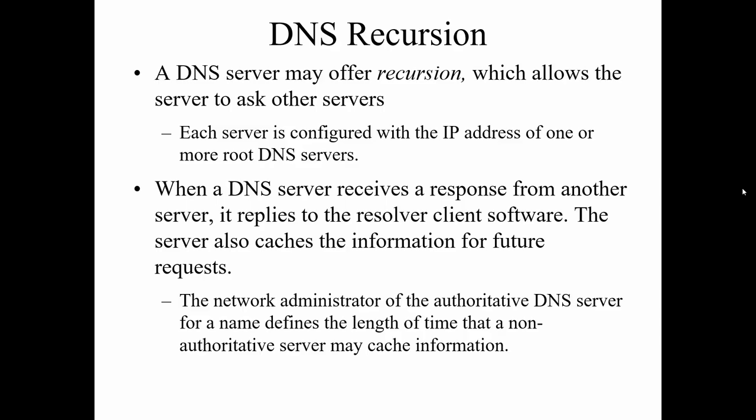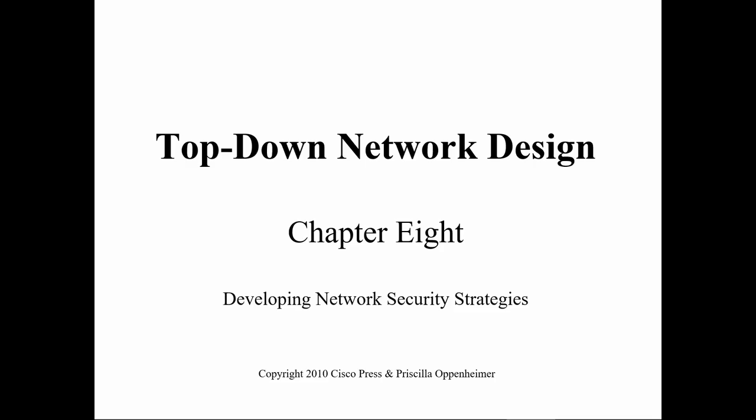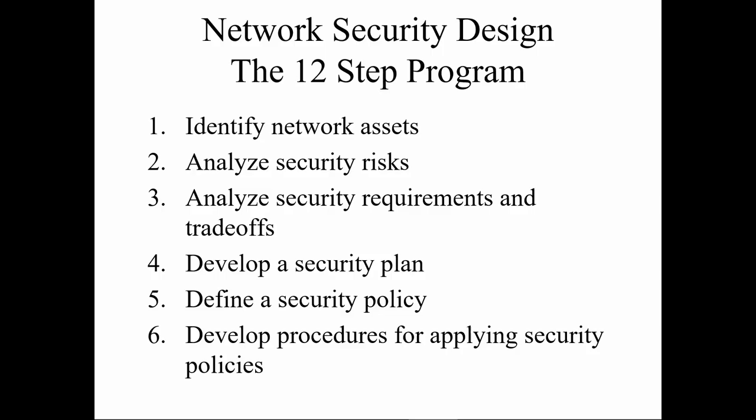Chapter 8, Developing Network Strategies. This is always a fun chapter. So our author had a 12-step program. First, identify network assets. Second, analyze the security risks to those assets. Third, analyze security requirements and trade-offs. A big part of Section 3 is that every security requirement will have trade-offs.